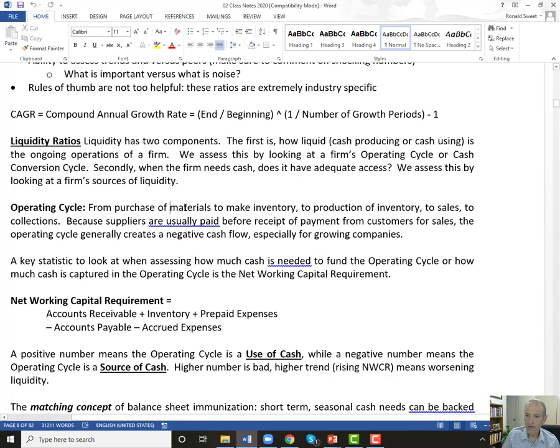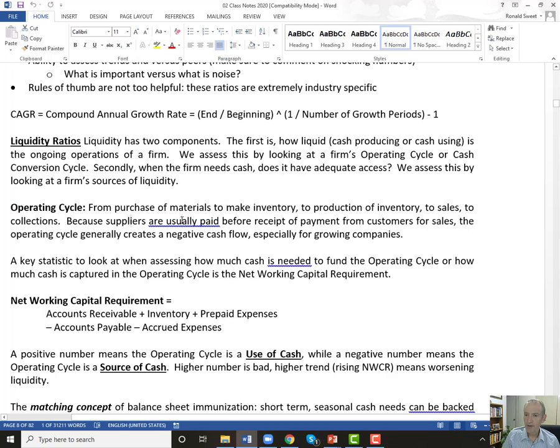So if you think about it, they buy raw materials. Well, that's cash going out the door. They take that raw materials and they produce inventory. That's cash going out the door. They then store that inventory in a big warehouse somewhere. Well, that's cash going out the door. They then sell it. They've got to hire salespeople. That's cash going out the door. Finally, they collect on the receivables. They have cash coming in the door. So for a normal company, the cash operating cycle is a cash outflow. It's a use of cash. They spend money to get set up, and then finally at the very end, they receive cash from their customers.